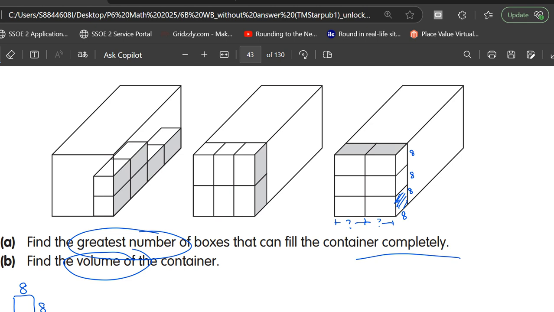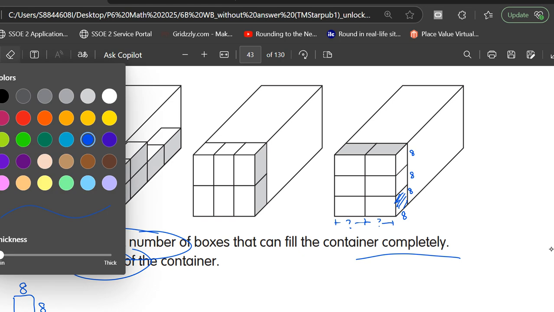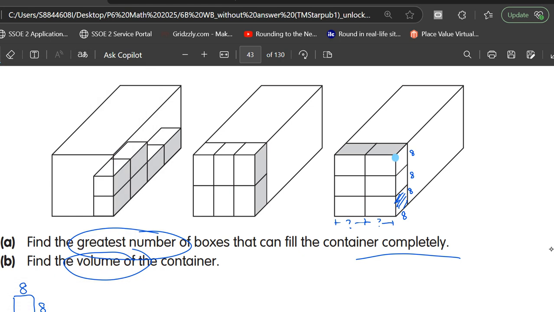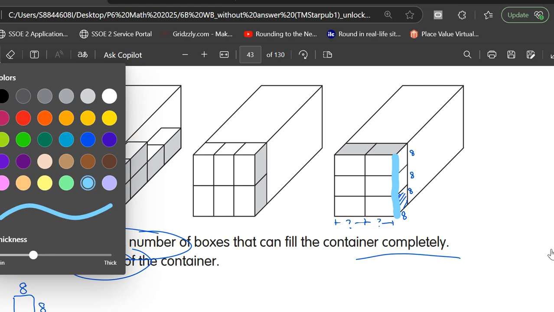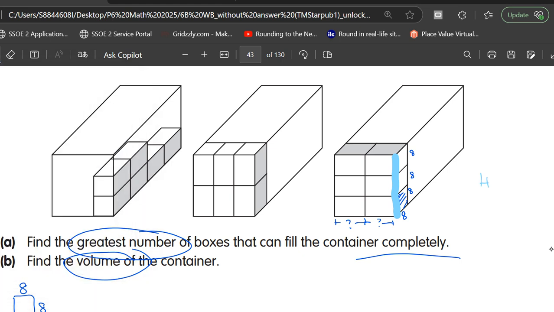But we can find out this question mark, the length of the small rectangular box, by the other clues that are given. Here I can identify already that with the smaller boxes, I can see that the height of the big container is 8 plus 8 plus 8, 24 centimeter.